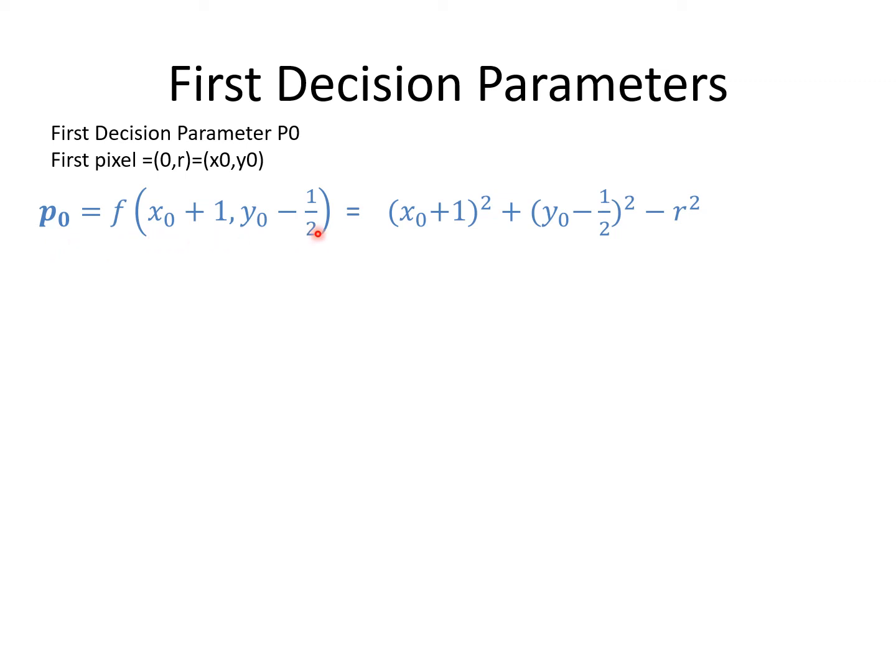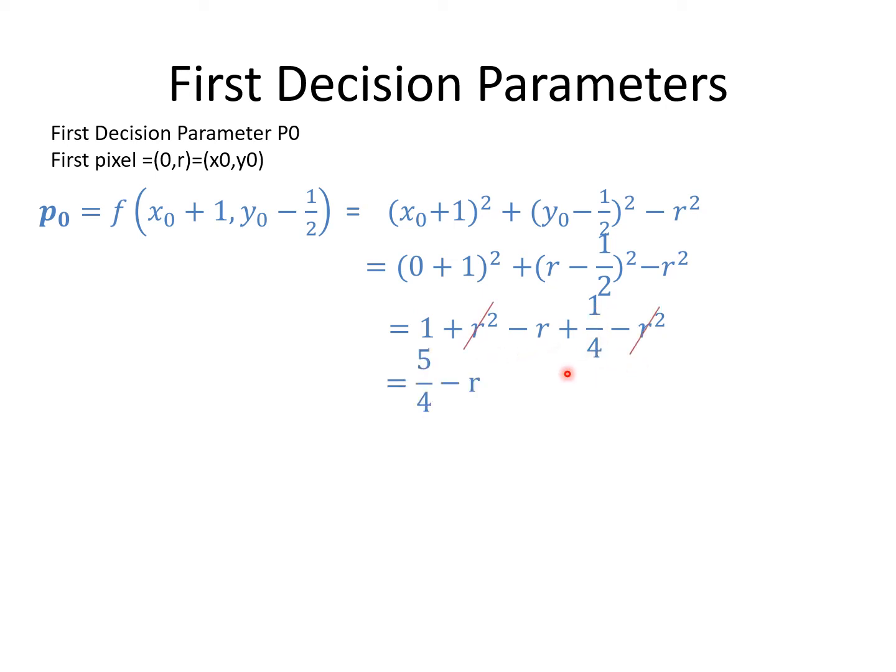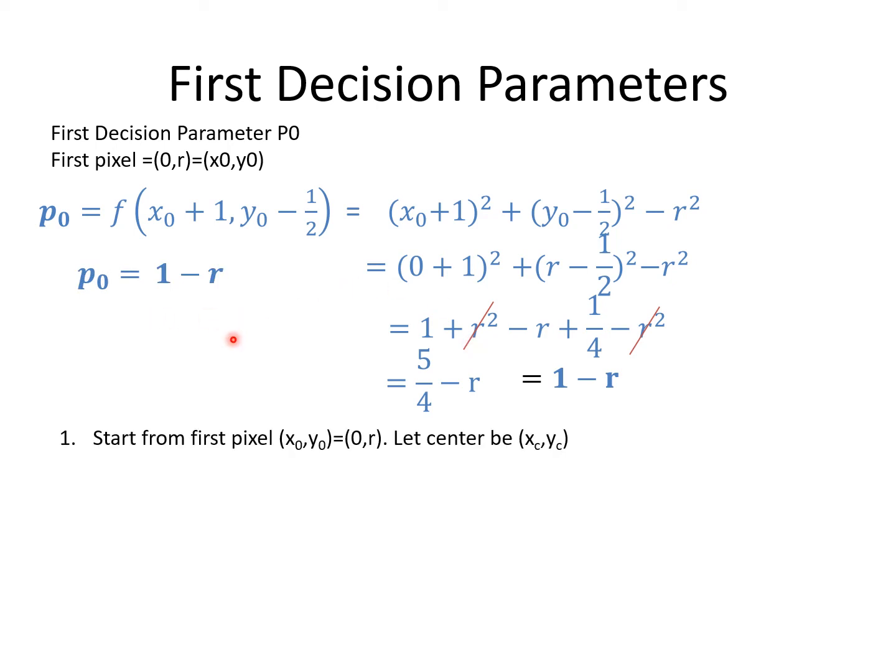This was the equation of putting the midpoint onto the circle. Now we substitute x as x0 and y0. We know that x0 is 0 and y0 is r. So we expand the equation x square plus y square minus r square, and now we substitute x0 as 0 and y0 as r. Further expand this term, this turns out to be 1. This is r minus half whole square, which gets expanded to r square minus r plus 1 by 4. Plus r square and minus r square get cancelled out, and we are left with 5 by 4 minus r, which is approximately equal to 1 minus r. So the first decision parameter comes out to be 1 minus r.